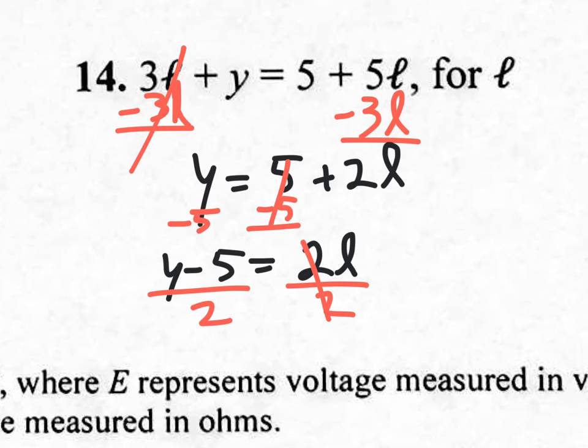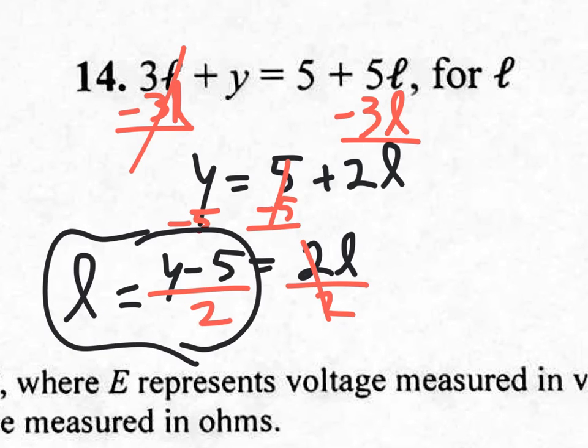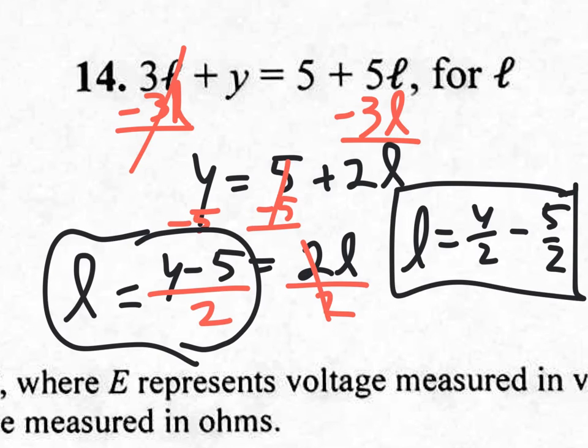So my answer is L equals this stuff right here. And I might as well put the L equals over here. L equals, there's my final answer. L equals y minus 5 over 2. Of course, you could also write it like this: L equals y over 2 minus 5 over 2. This is the same exact answer, just written differently. And when you're taking multiple choice tests like the final, it's important to know that this is the same as this. So both of these guys are the same.